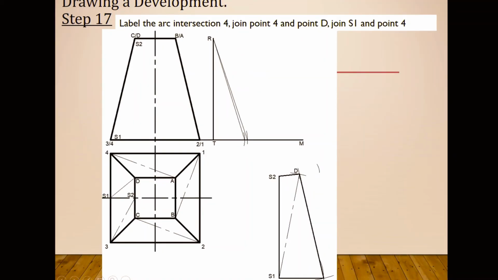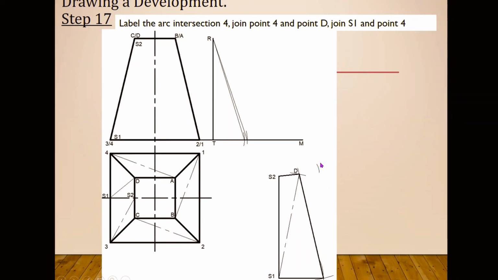Where this new point is established, you are going to call it point 4. Then you draw a line from S1 to 4, and you draw another line from 4 to D, which is this line 4 to D, and this will be your true length for 4 to D, which you transferred from this line.